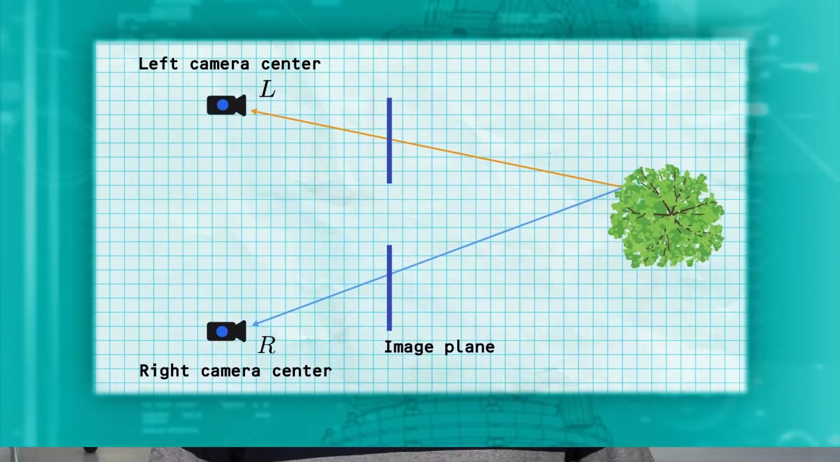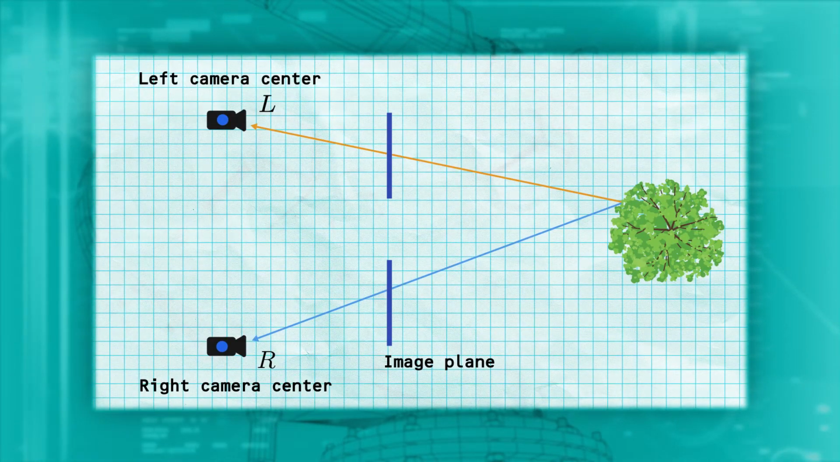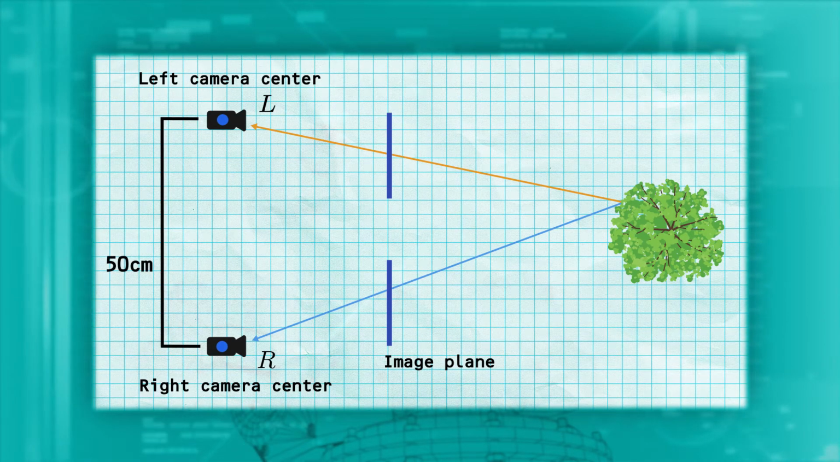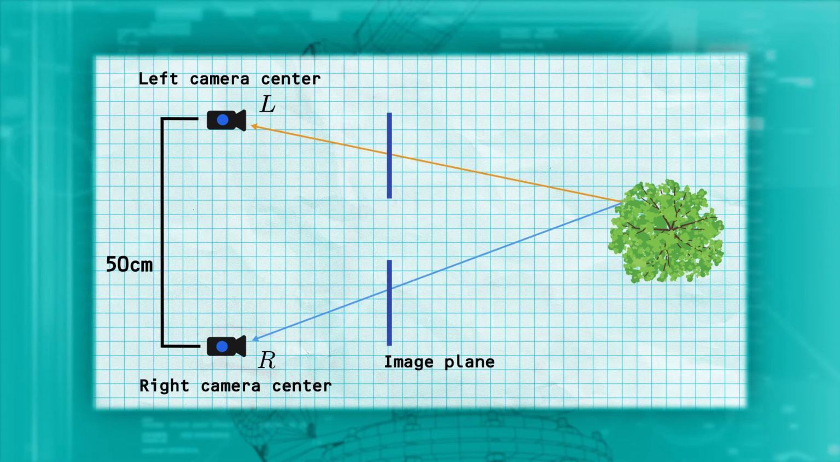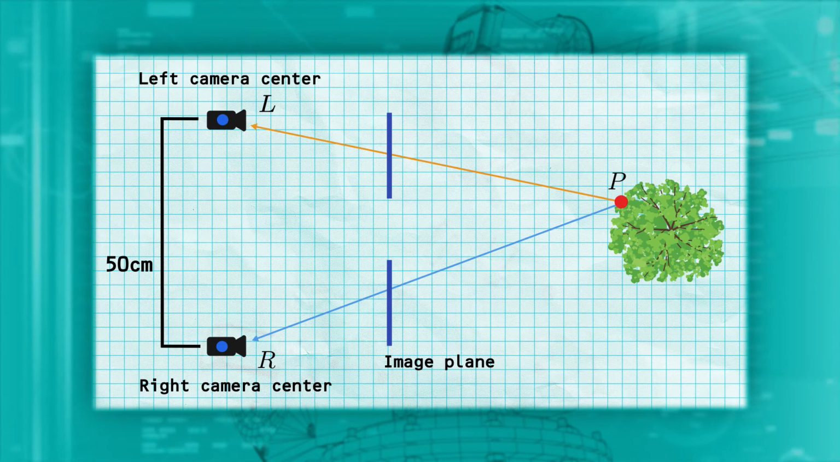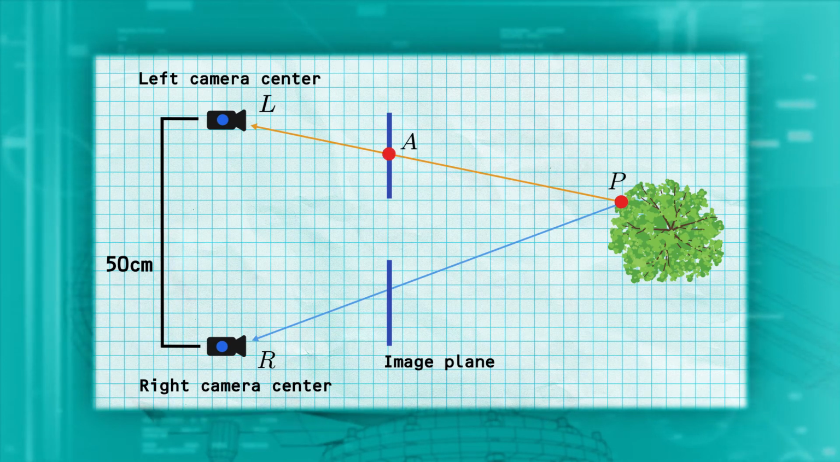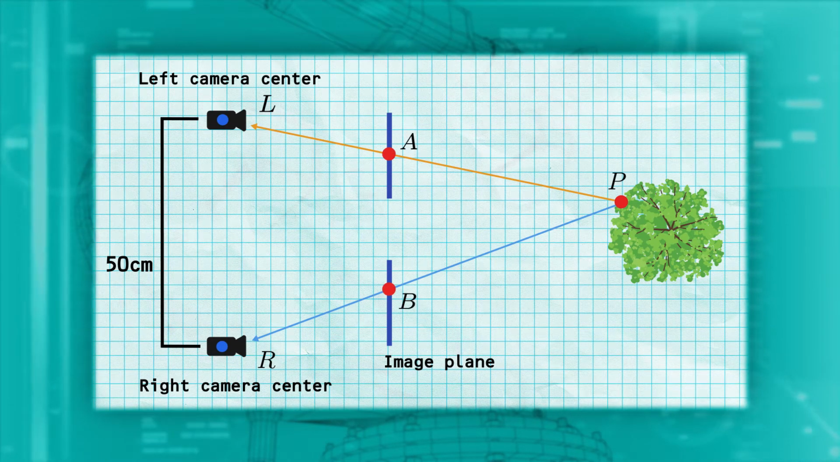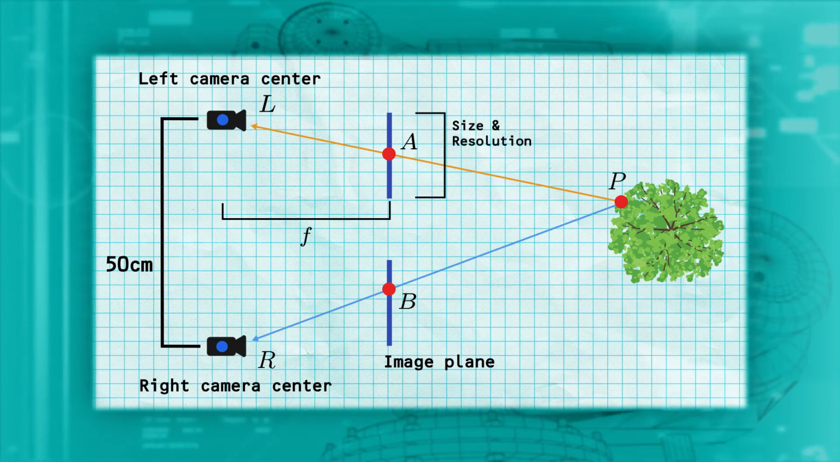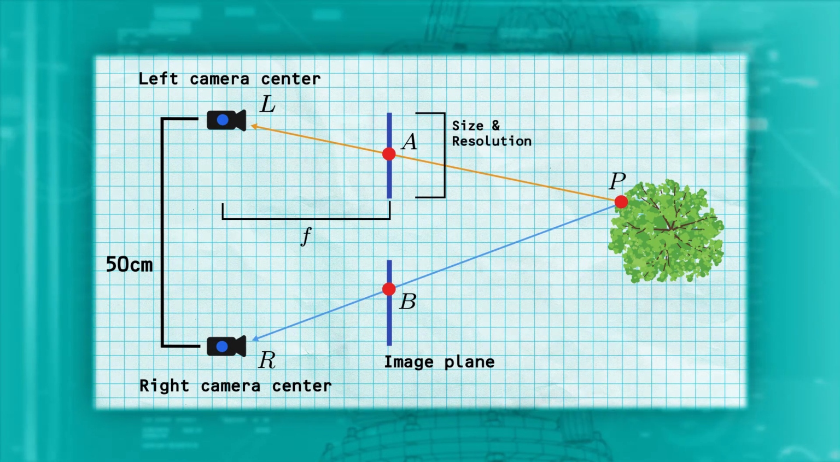Let's start by looking at our setup from overhead. We have our tree in front of the robot and two cameras on the robot mounted 50 centimeters apart. If there is a feature on the tree at a point P, then it will appear on the image plane on the left camera at point A and at point B for the right camera. We also know the camera characteristics: focal length, sensor size, and sensor resolution.